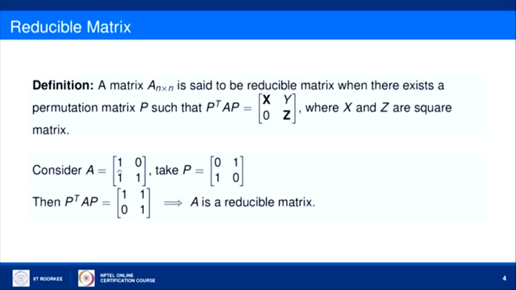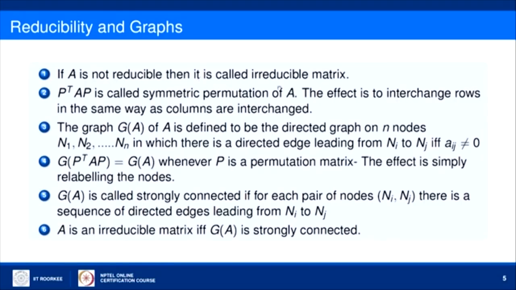Consider A equals 1, 0, 1, 1. If I take P as 0, 1, 1, 0, then it is a permutation matrix where I have just interchanged the first and second rows of the identity matrix. If I calculate P transpose AP, we find that the product is an upper triangular matrix. So here X is 1 by 1, Z is 1 by 1, and it is an upper triangular matrix. So A can be reduced into an upper triangular matrix by this particular transformation. Hence A is a reducible matrix. If A is not reducible, then we say that A is an irreducible matrix.